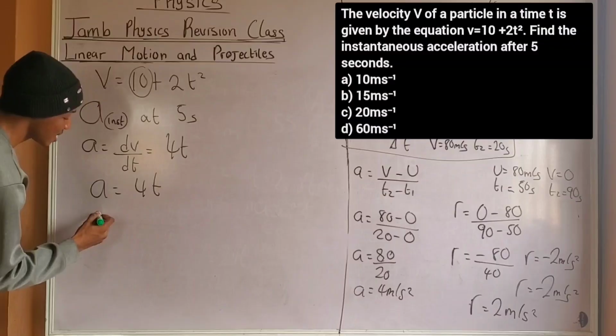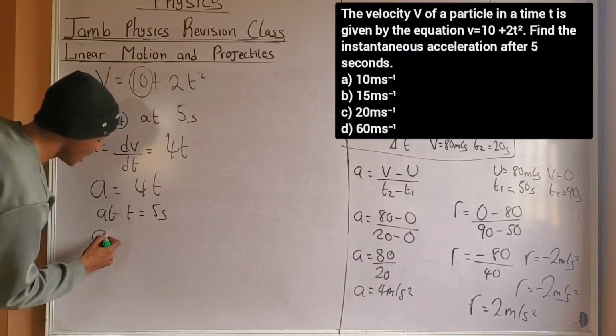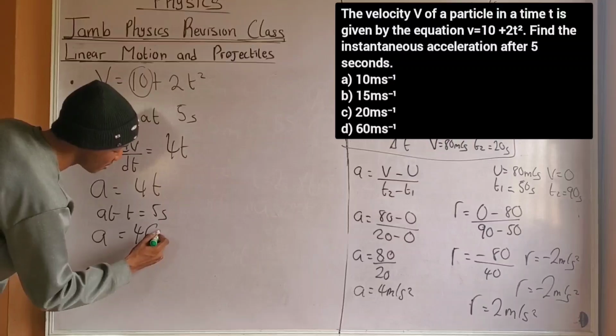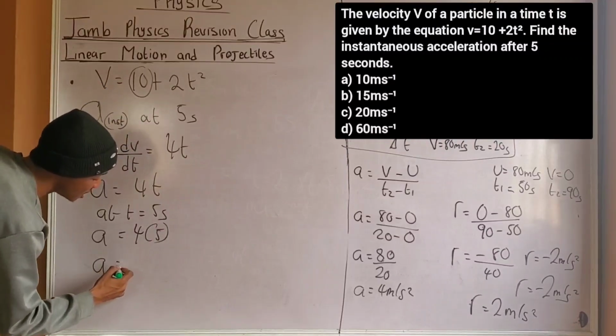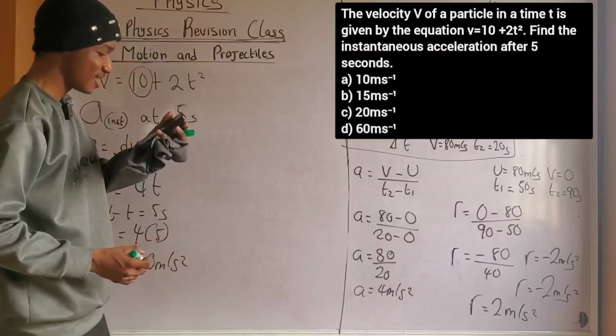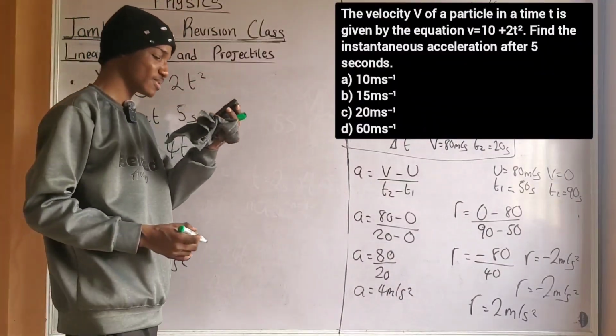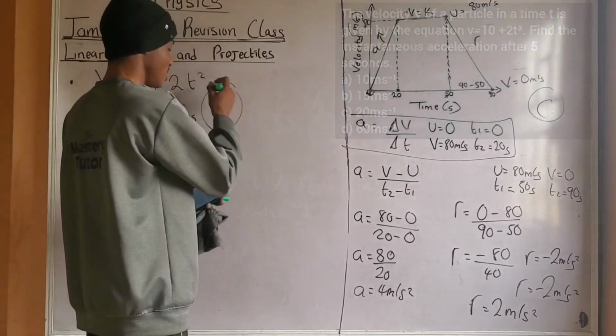That means the acceleration function is equal to 4t. The instantaneous acceleration at t equals 5 seconds will be a equals 4 multiplied by 5. 4 times 5 is 20. So that will be what? 20 meters per second squared. Okay? So the correct option to that question is option C. Yes, option C is correct.